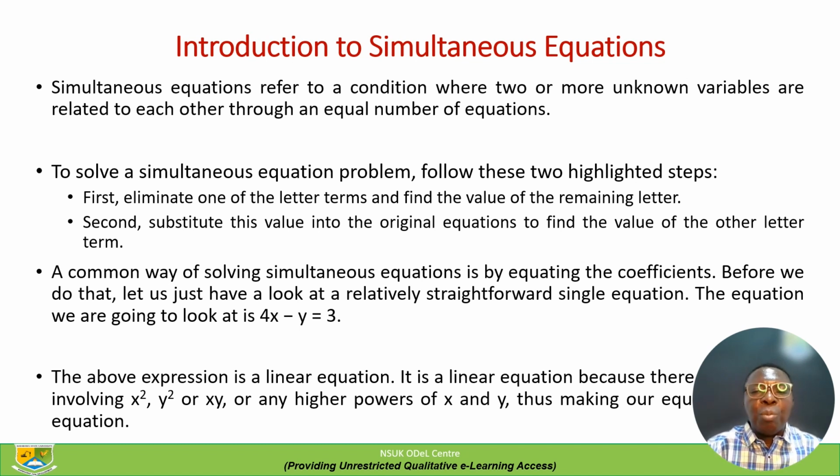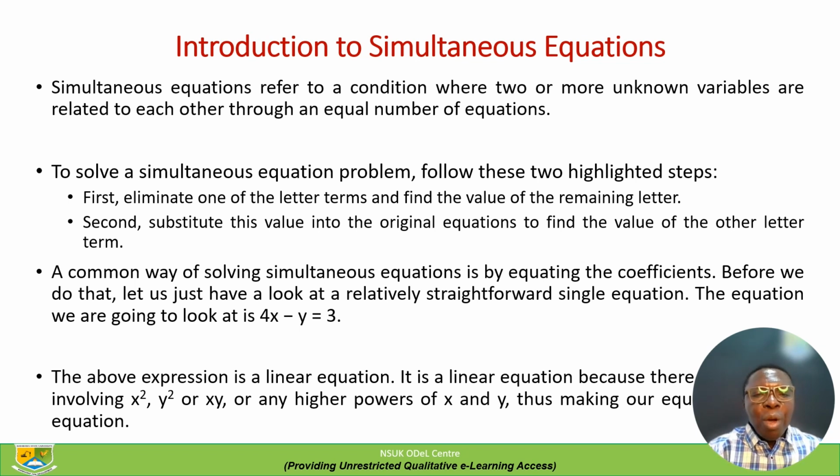So, introduction to simultaneous equations. Simultaneous equation refers to a condition where two or more unknown variables are related to each other through an equal number of equations. To solve a simultaneous equation problem, follow these two highlighted steps. First, eliminate one of the letter terms and find the value of the remaining letter. Second, substitute this value into the original equations to find the value of the other letter term.